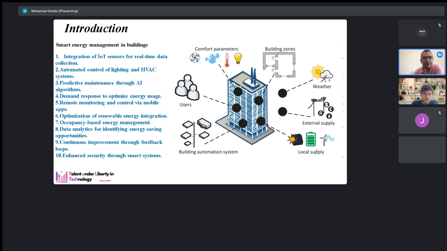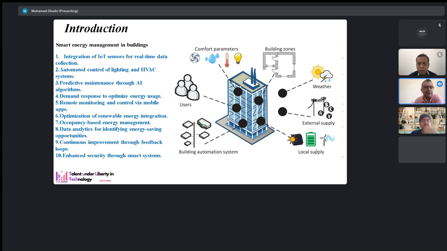It helps with maintenance and to control energy efficiency. We need to check the demand response to optimize energy usage. Also, remote monitoring and control via mobile application. Nowadays, everyone has a mobile, and we can also check optimization and energy efficiency. Also, optimization of renewable energy integration and occupancy-based energy management.